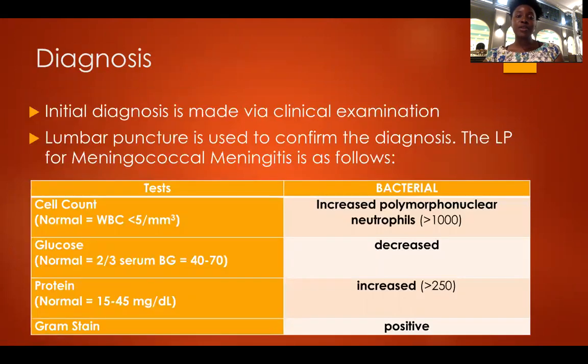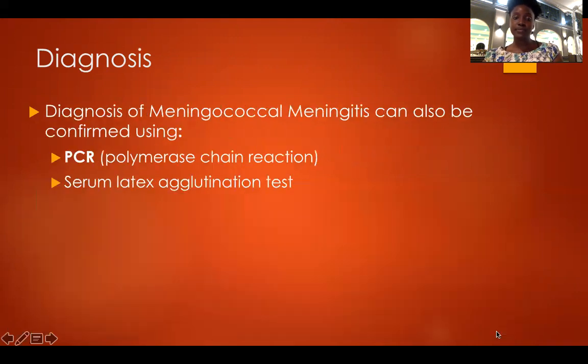Initial diagnosis of meningococcal meningitis is made by a clinical examination. Lumbar puncture is then used to confirm the diagnosis. The CSF of patients with meningococcal meningitis is as follows. There is increased polymorphonuclear neutrophils, decreased glucose, increased protein, and a positive Gram stain for the bacteria. Diagnosis of meningococcal meningitis can also be confirmed using PCR or polymerase chain reaction and serum latex agglutination test.